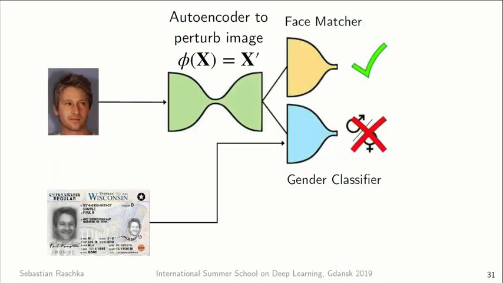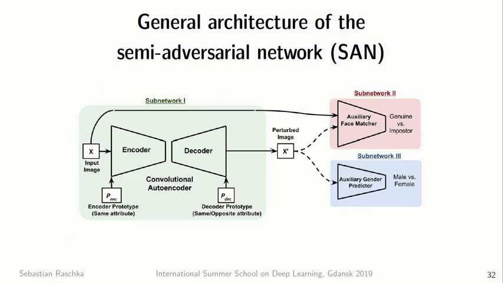We use that to perturb our images in such a way that the gender information is hidden. However, the image is still almost like the original, so that we can use it for face matching. We call our architecture the Semi-Adversarial Network, or SAN. It consists of one autoencoder and 2 subunits. One subunit is a face matcher, and one subunit is a gender predictor. And all 3 components are convolutional neural networks.